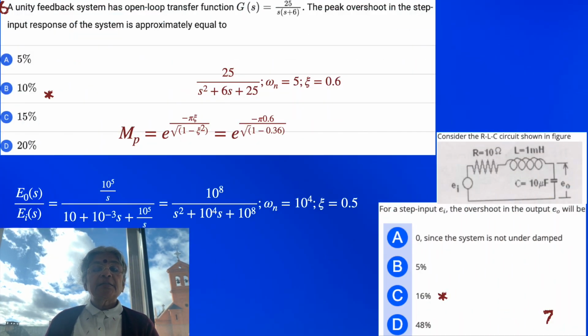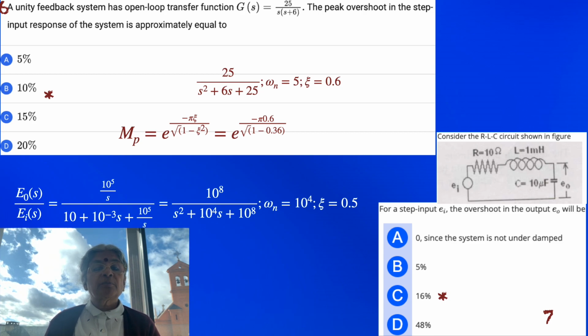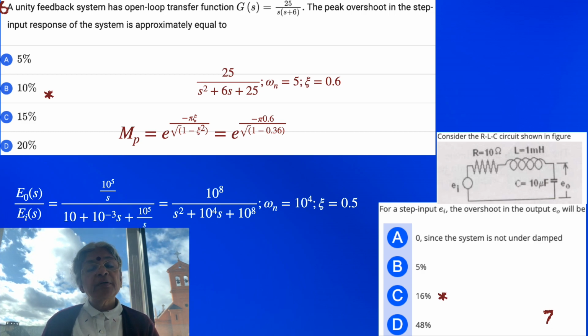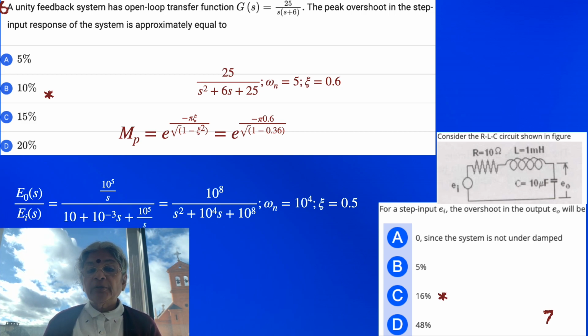A unity feedback system has an open loop transfer function G(s) equal to 25 divided by s plus 6. The peak overshoot in the step input response of the system is approximately equal to what? So it's a unity feedback system, so the overall transfer function is given by 25 divided by s square plus 6s plus 25. Okay, and then we have omega n equal to 5, eta equal to 6 divided by 2 into 5, or 0.6.